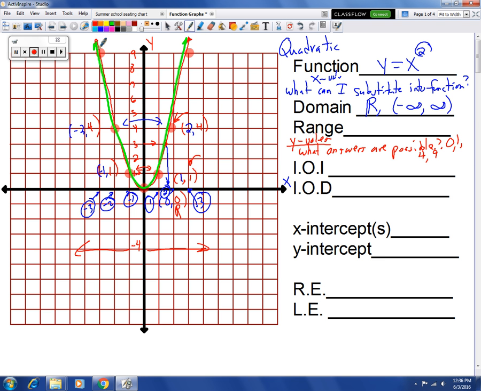So we say the range, the smallest possible answer we can get is 0. That's the smallest we can get. So we say our range starts at 0. Now we can get up to 9, 16, 25, 49, and 121. Those are all called perfect squares. And we can get up to a million or a billion. We can go as high as you want. So the lowest it can get is 0, and the highest it can get is positive infinity.